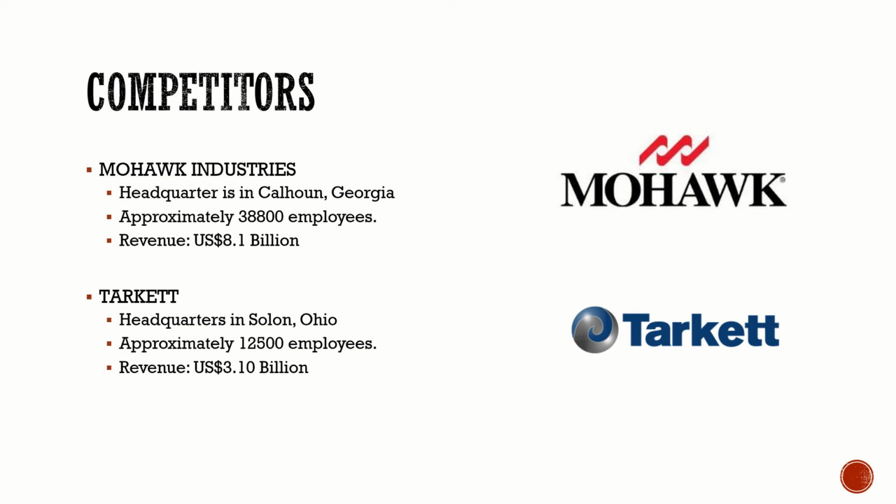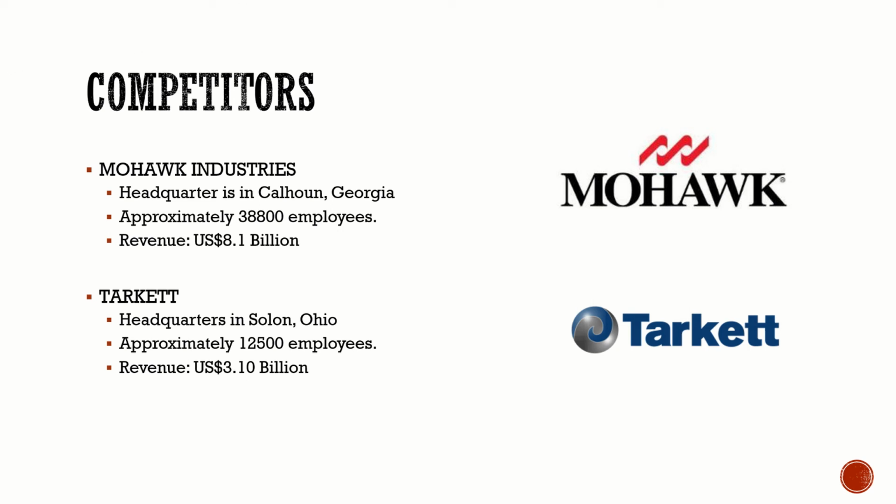Moving on, so for our competitors, we have Mohawk Industries. They operate on a larger scale than Shaw, and Mohawk Flooring is located in Calhoun, Georgia. So once you go south of I-75 and past Calhoun, it's really hard to miss their headquarters since it's so big. They have approximately 38,800 employees and they revenue $8.1 billion.